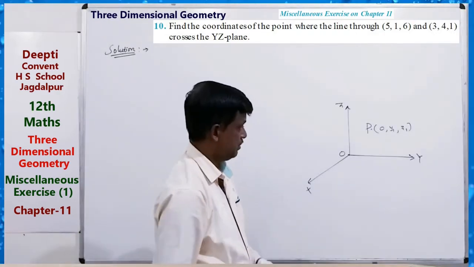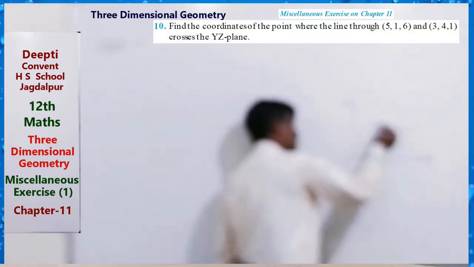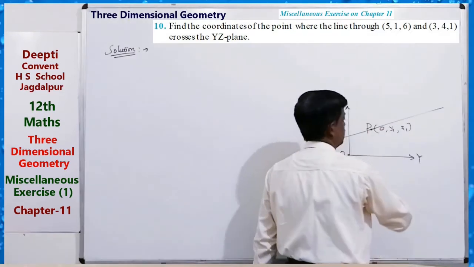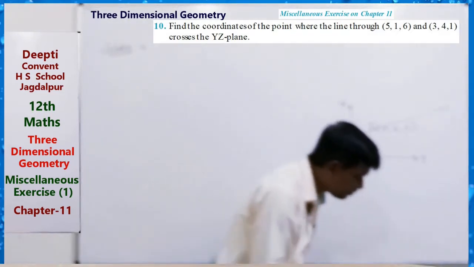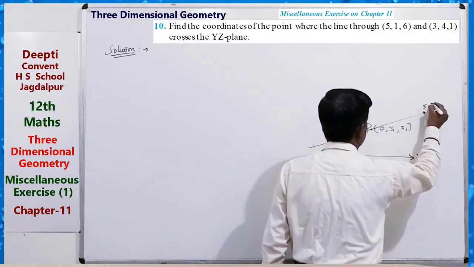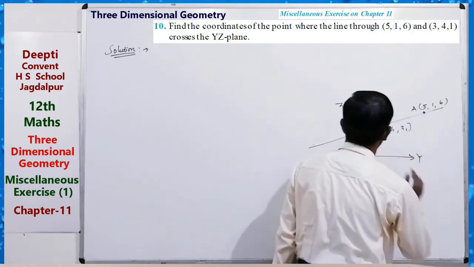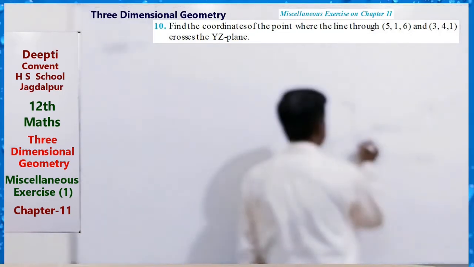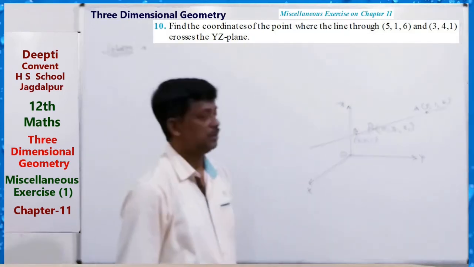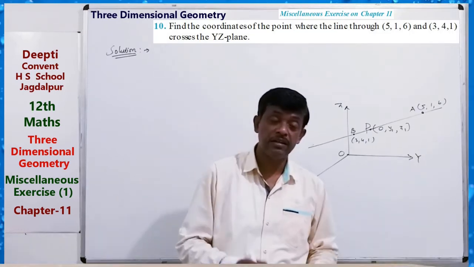So we have to find this point P, 0, y1, z1. Clear? The line crosses this plane at this point, and the line is passing through the point 5, 1, 6, this point A, and 3, 4, 1, point B. This line passes through these 2 points.